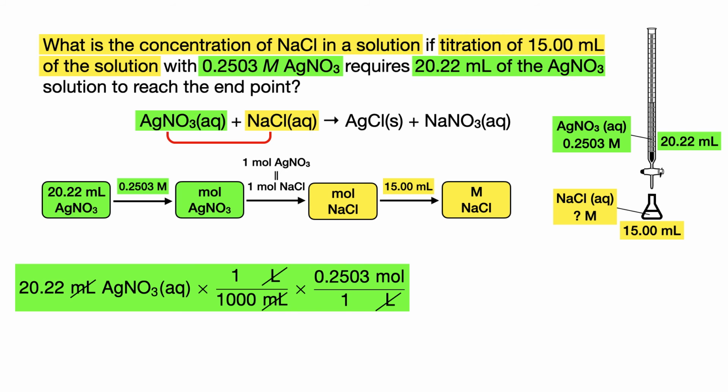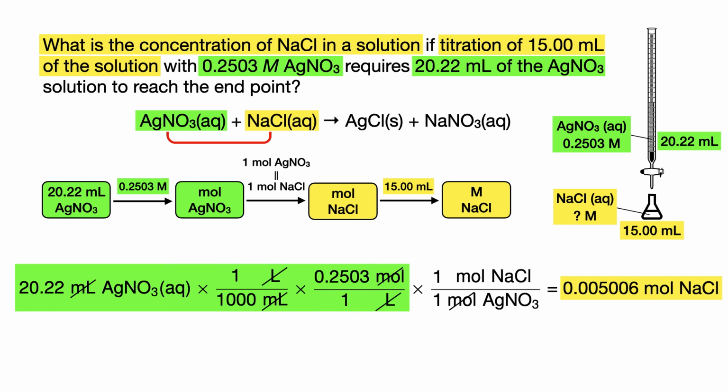This will give us the number of moles of silver nitrate, and then the reaction stoichiometry lets us convert from moles of silver nitrate to moles of sodium chloride. These are in a 1-to-1 ratio, and so the moles of silver nitrate will cancel. And when we multiply and divide all of this, we find that the number of moles of sodium chloride that reacted was 0.005006 moles. And so now, in order to convert this into a concentration, we'll just take this number of moles and divide by the volume.